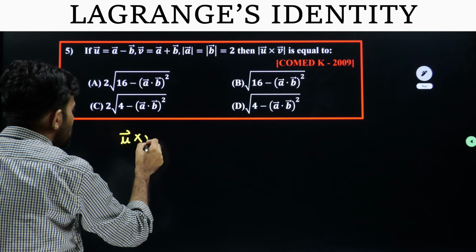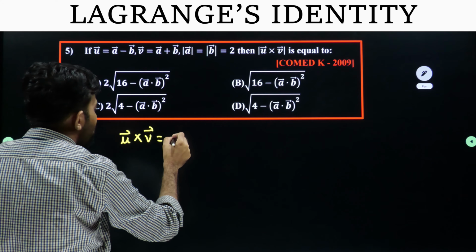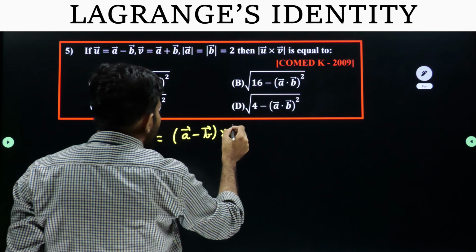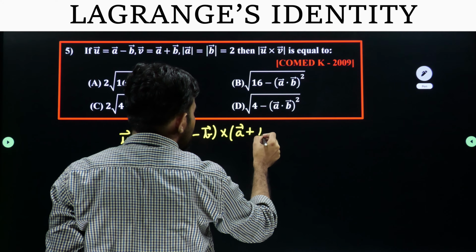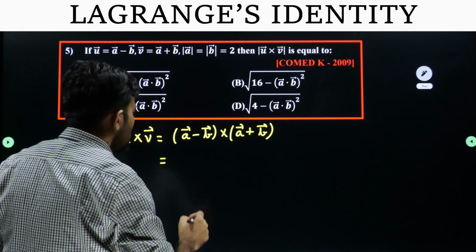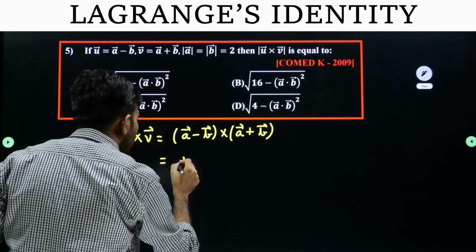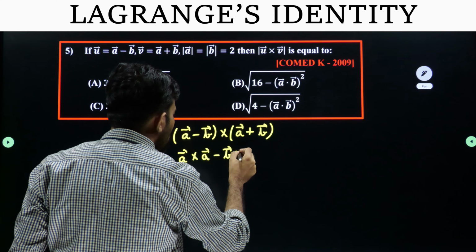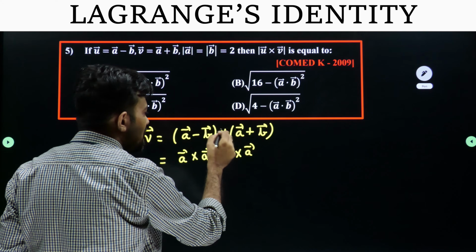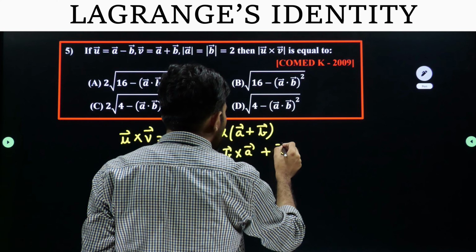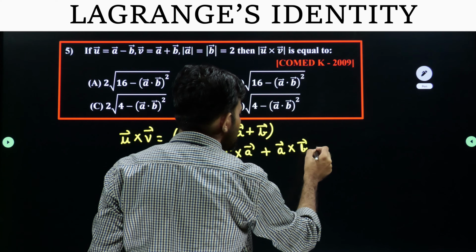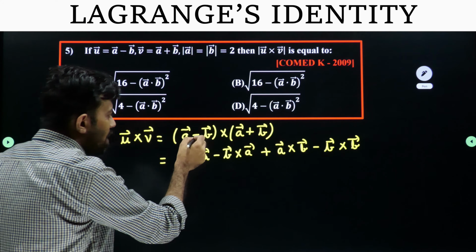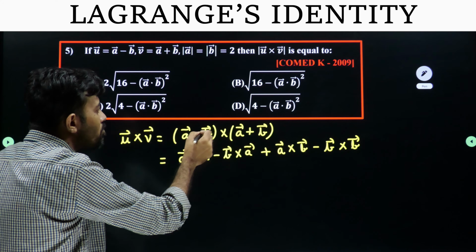U cross V is equal to vector U, given as A minus B, cross vector V, which is A plus B. Taking the cross product, it is equal to A cross A minus B cross A plus A cross B minus B cross B. Correct?